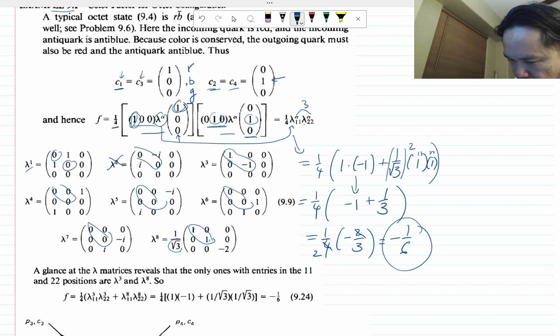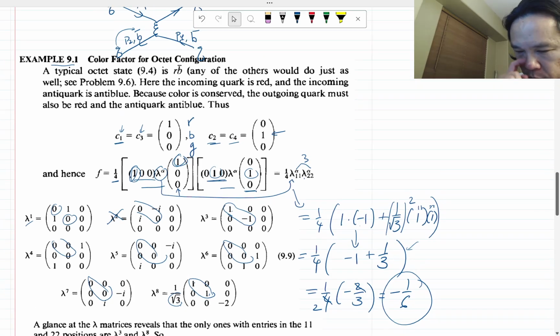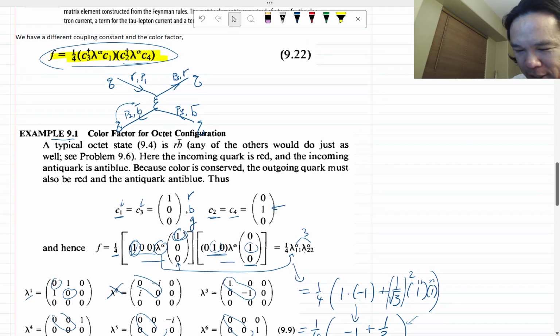The negative sign is not going to matter that much, but you do have to keep track of the negative sign when you're multiplying these things together, because we're going to end up squaring these matrix elements anyway. So that's the color factor for one of the possible ways that the different combinations of quarks are going to scatter off each other.